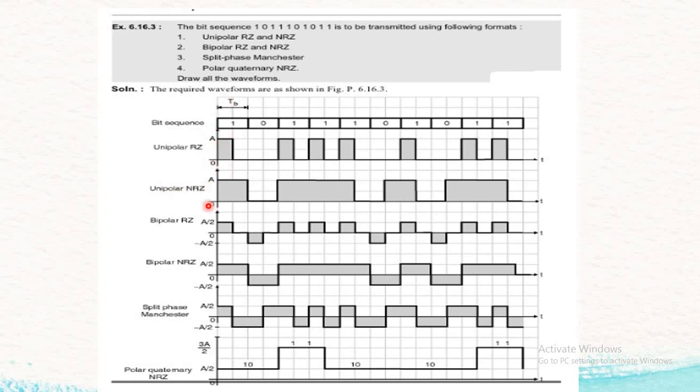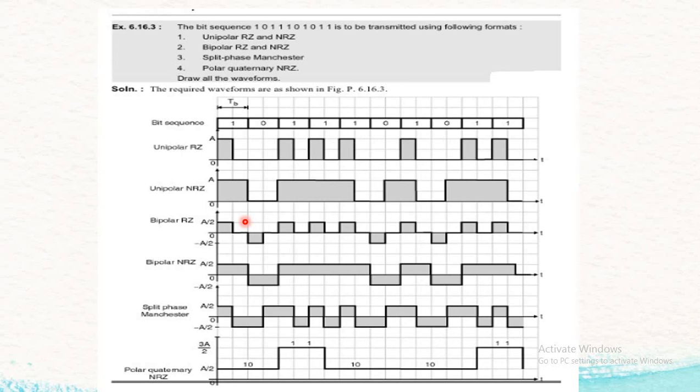Next is unipolar NRZ. NRZ stands for non-return to 0. In this case 1 is high for the complete time period and 0 is 0. The next 1 is high for the complete time period, with no return to 0, and in this way we draw unipolar NRZ.